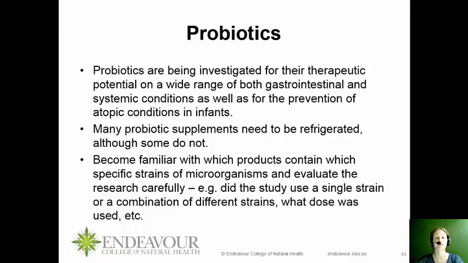So probiotics are used for gastrointestinal as well as systemic conditions. Obviously, we've talked a little bit about that. And becoming familiar with products that contain specific strains and that hopefully are researched quite specifically can be of great use when you're in clinical practice and you're wanting to assist the patient in having quite a specific effect.